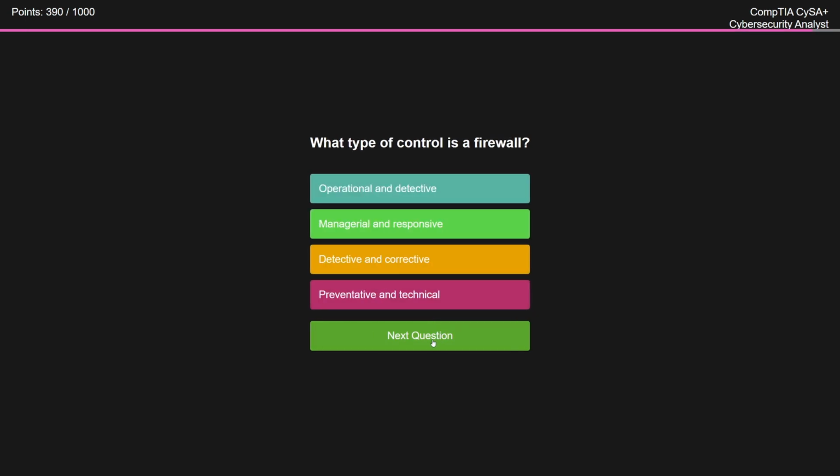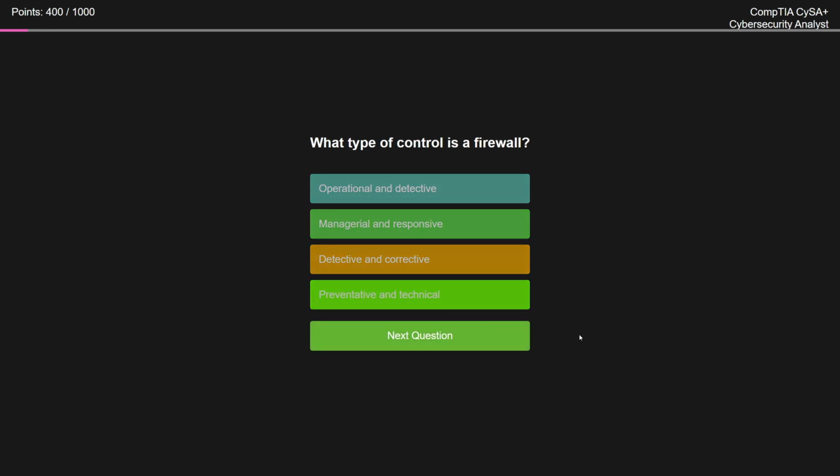What type of control is a firewall? Operational and detective, managerial and responsive, detective and corrective, or preventative and technical? For me, I'm going to say... I mean, does it really prevent anything?